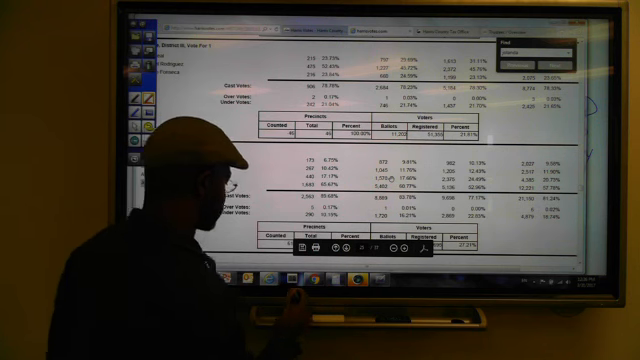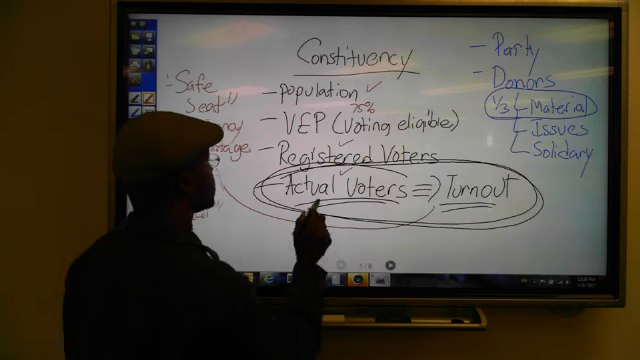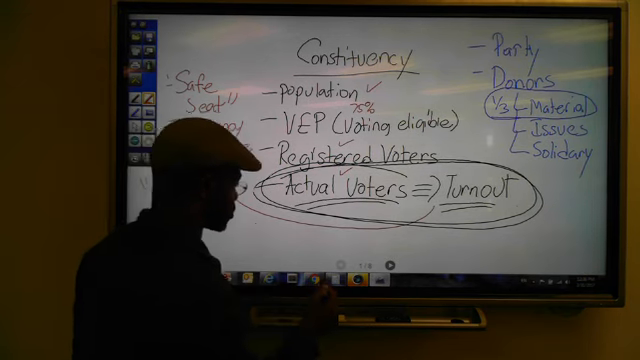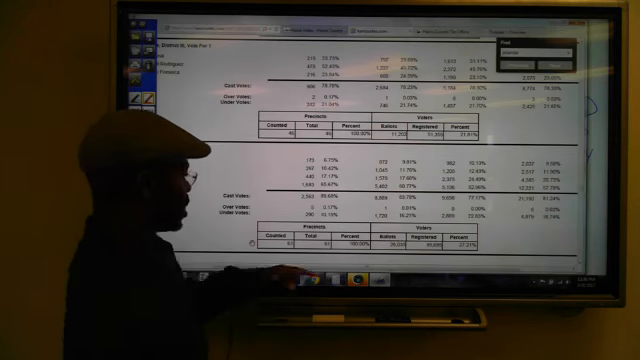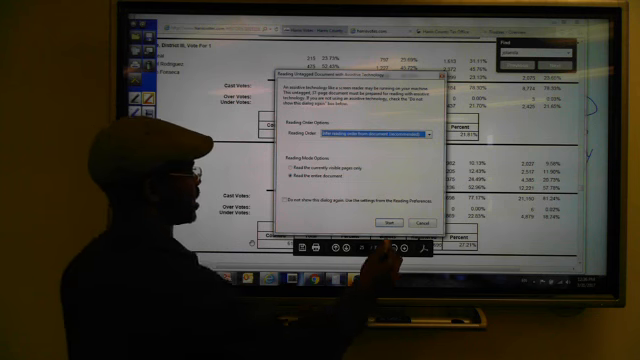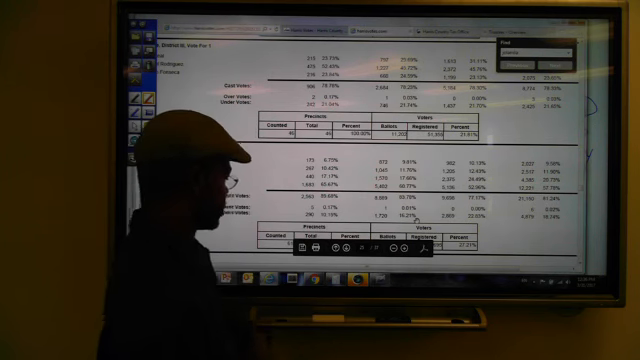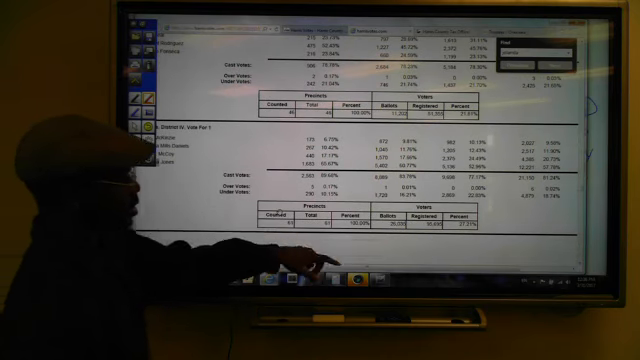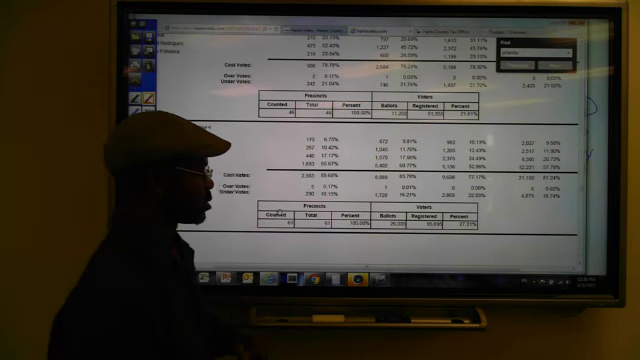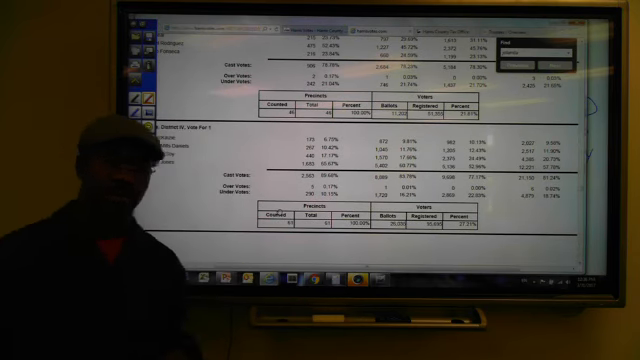And so what am I looking for in the assignment? I am looking for the registered voters and the actual turnout. Well, I have exactly that. Let me just scroll up. There we go. It gives me the total registered number of voters for that district.